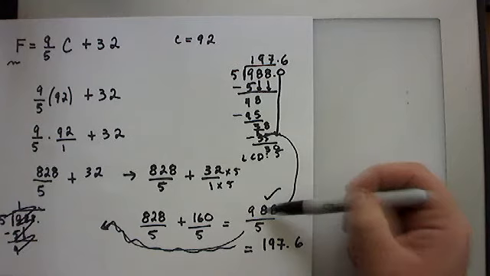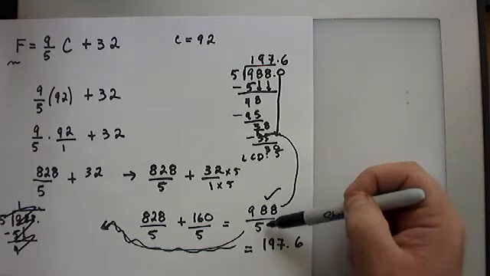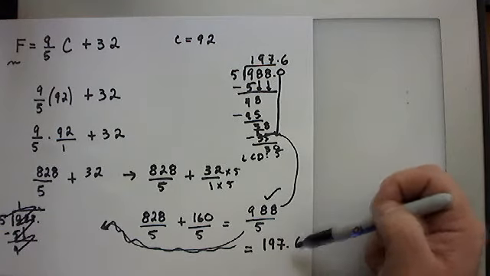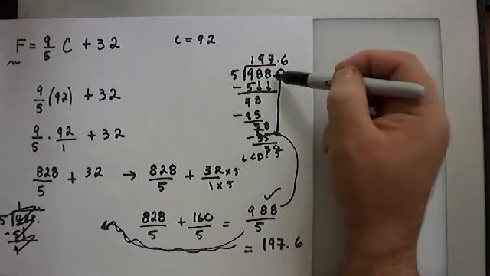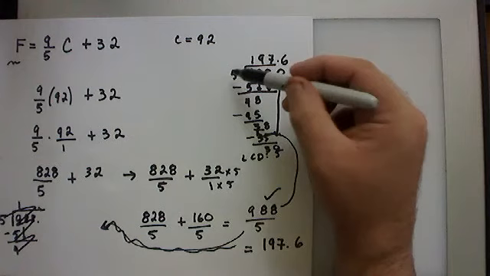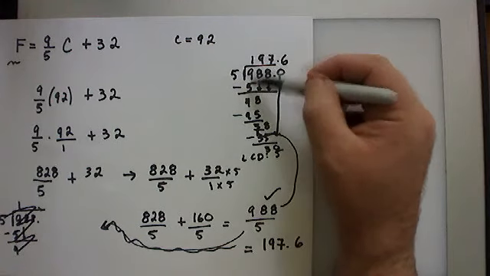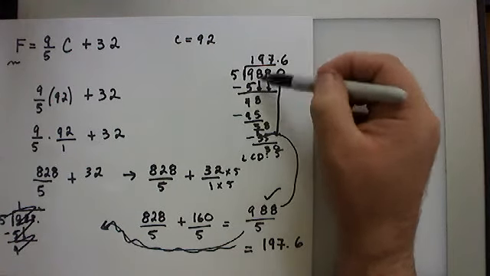So what we had was 988 divided by 5. We needed to turn it into a decimal, which is what most of the homework problems want. So 988 divided by 5. Put your decimal, bring it, and go. 5 goes into 9 one time. 1 times 5 is 5. Subtract, you get 4. Bring down the 8.